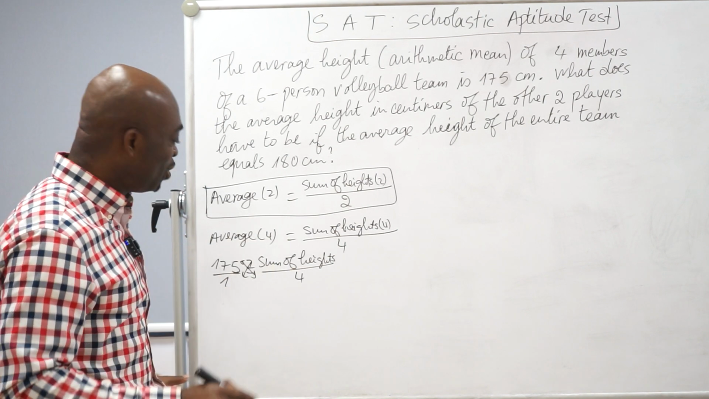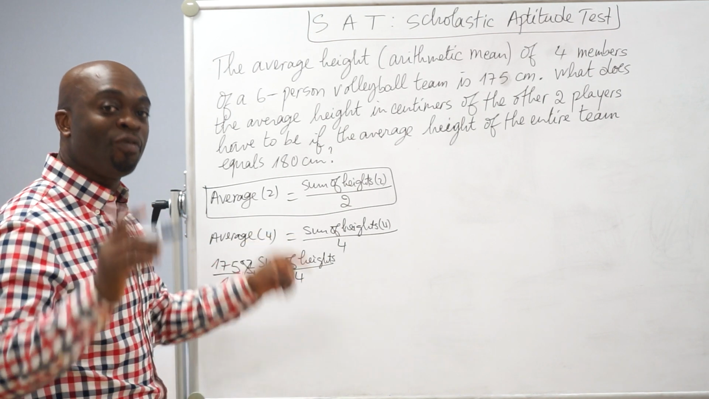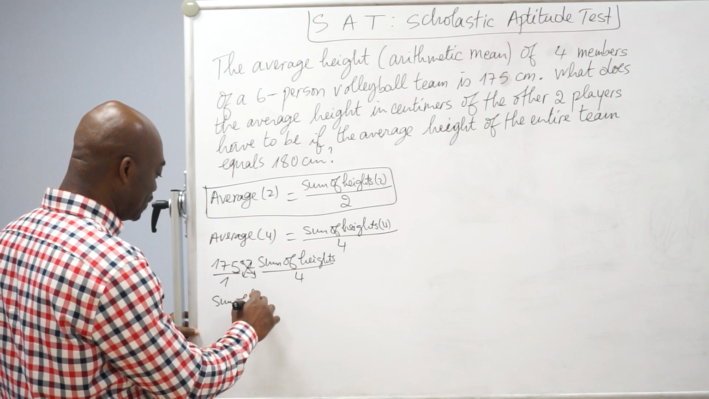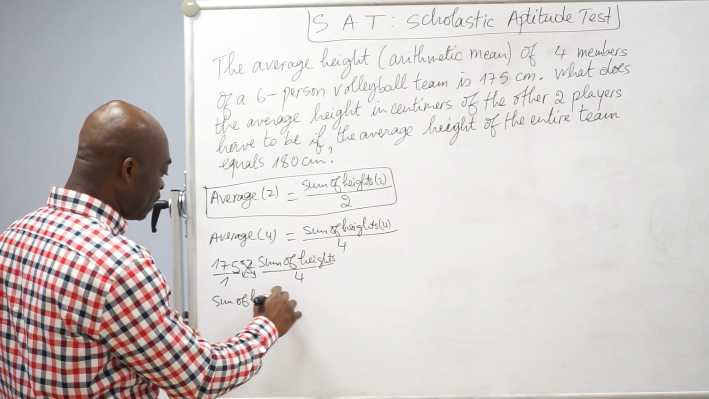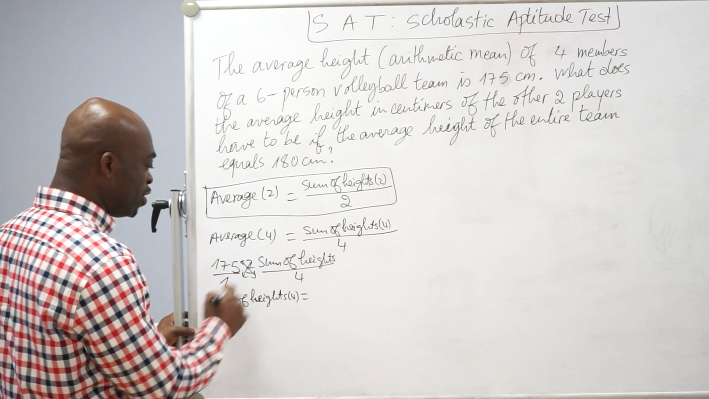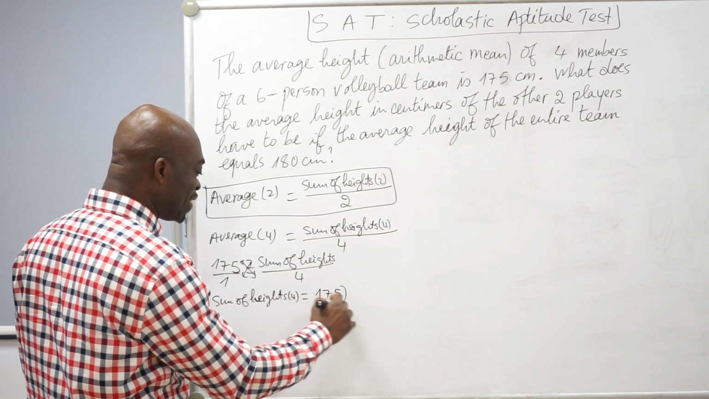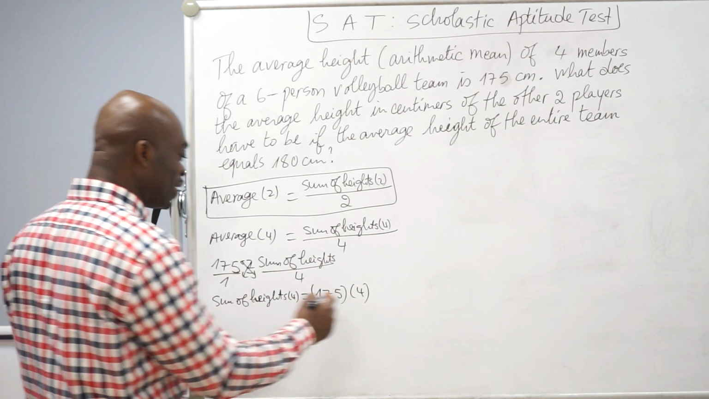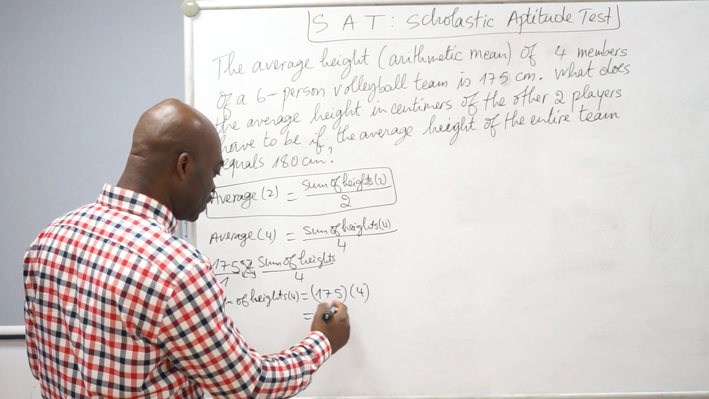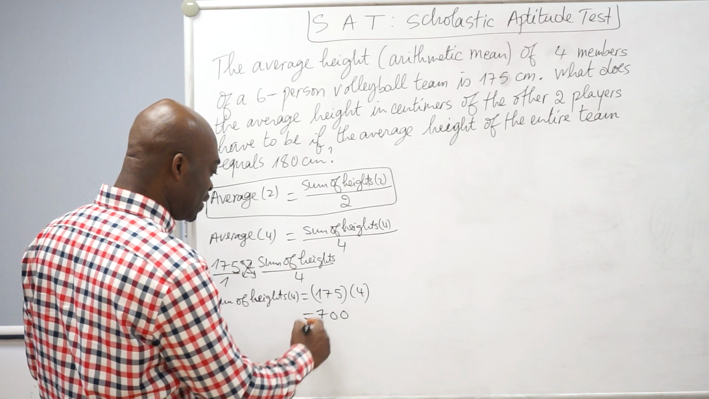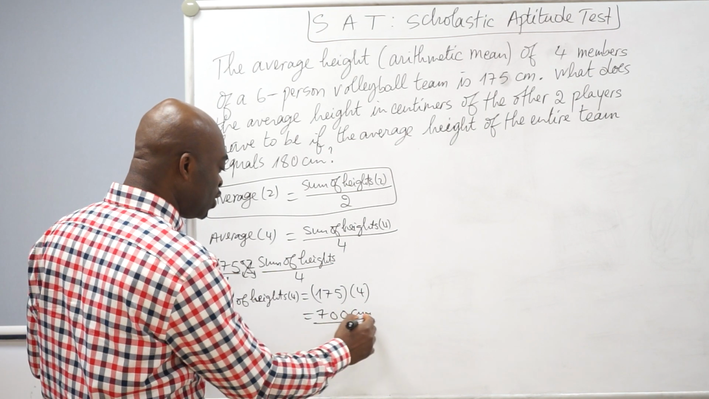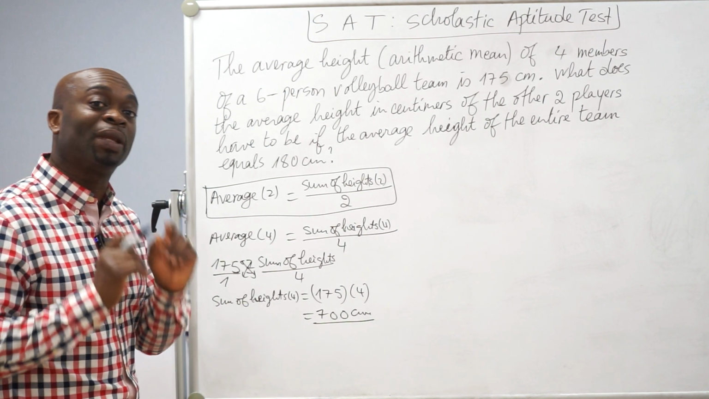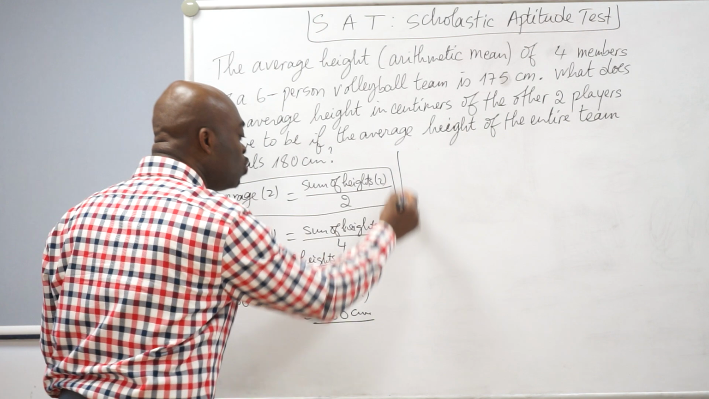This one can be put over 1, and then we just cross multiply. Then what are we going to get? We're going to get the sum of the height for those 4 players equal to 175 times 4. 175 times 4 will give us 700 centimeters. So we keep this one: 700 centimeters for the sum of the height for the 4 players. All right? So what else do we know?